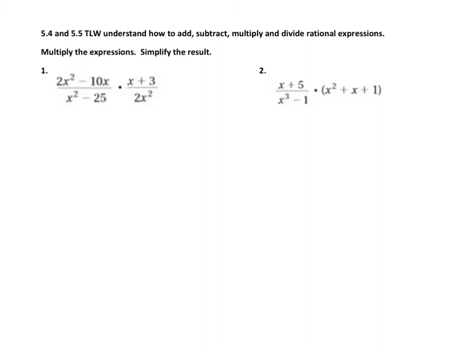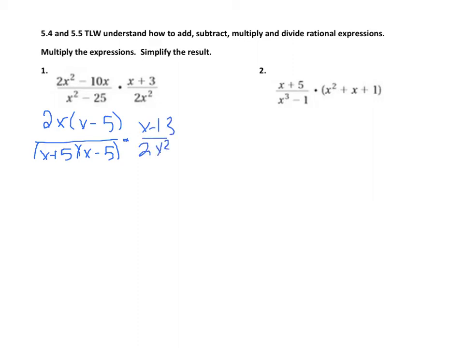So I can factor out 2x from the top, and I'd have x minus 5. The bottom, what multiplies to negative 25 and adds to 0? Times x plus 3, 2x squared. Well, I can cancel out the 2's. I can cancel out the x minus 5's, and x will take care of one of those.